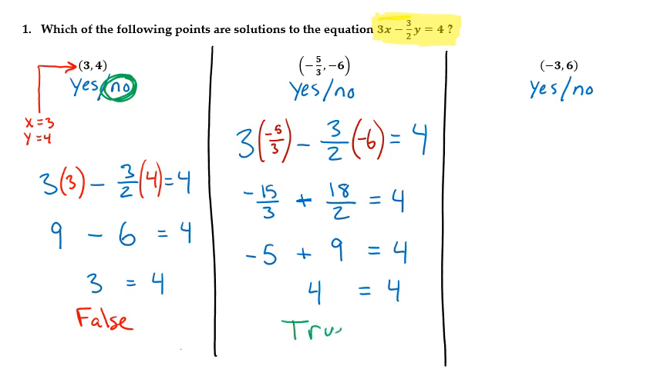That is a true statement. So the answer is yes. This point is a solution. Not the only one. There are infinitely many solutions to an equation when that equation has 2 different variables, 2 different letters in it.